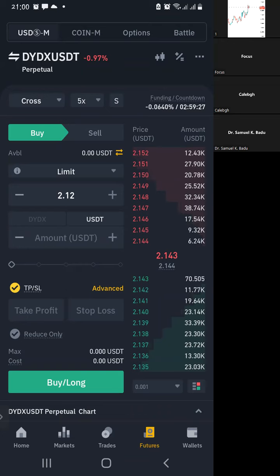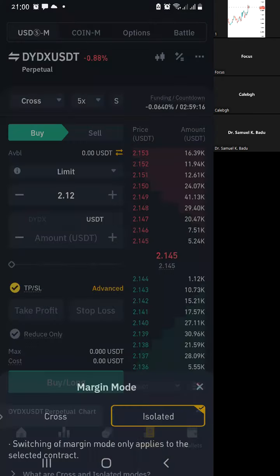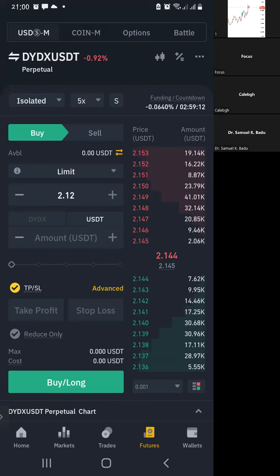So in short, I'm trying to let you know that when you are trading futures, always make sure that you have selected the isolated margin so that the only money you can lose is the money that you've made available to the particular trade that you are doing. Please, is this clear to you? Yes, it's clear. All right.